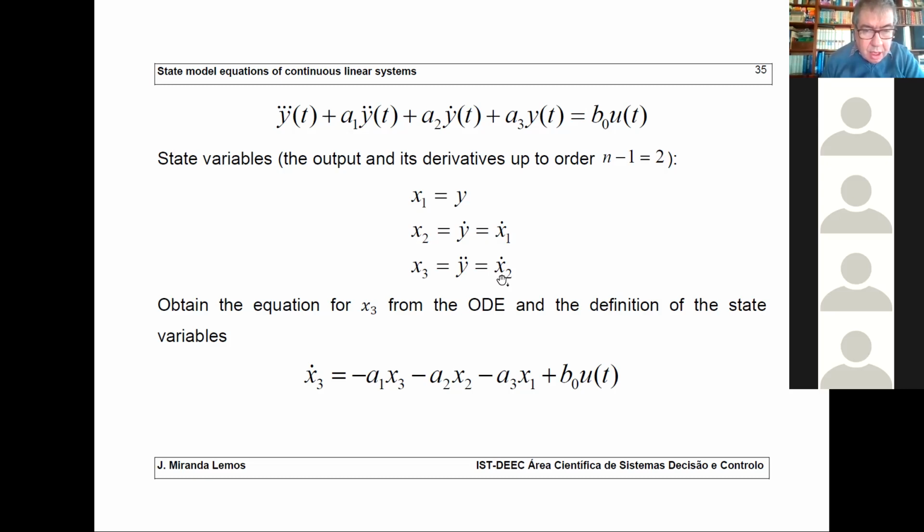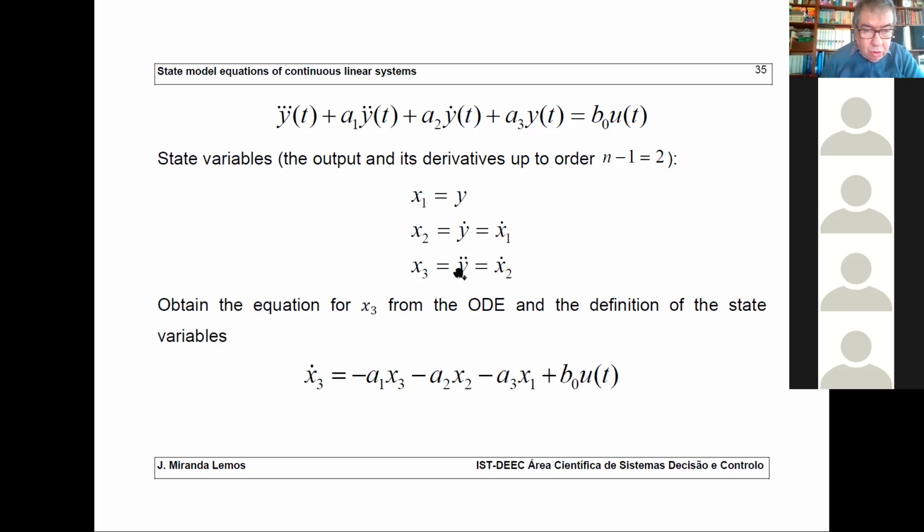Now, x3 is y double dot, but y double dot is the derivative of y dot, and y dot is what? Is x2. So this is x2 dot. Okay, so I got the second equation, for x2. X2 dot equals x3. So I have one equation here for x1, another equation for x2. Now I need a third equation for x3, and I cannot go on because this stops here. I already had 3 variables.